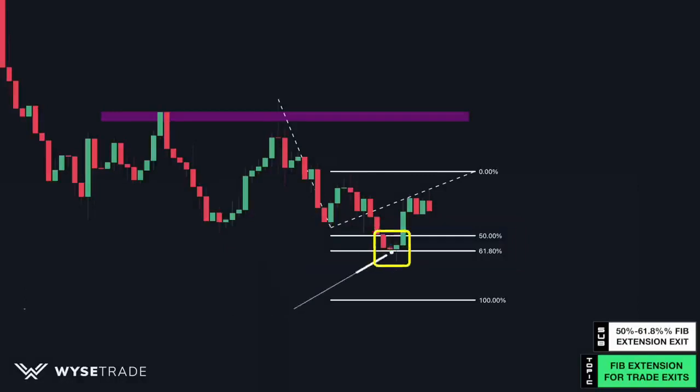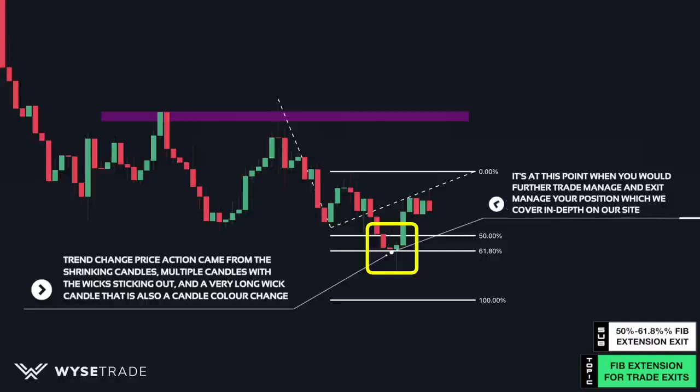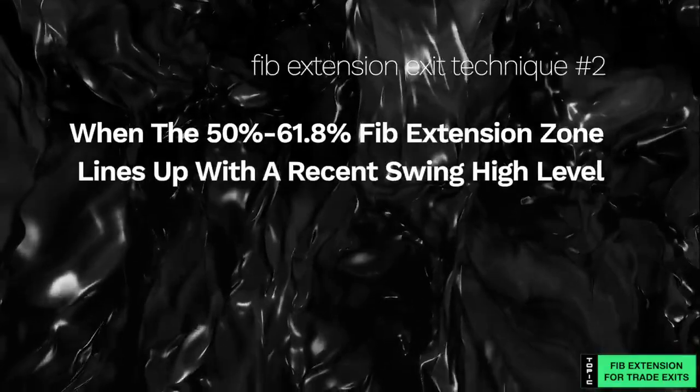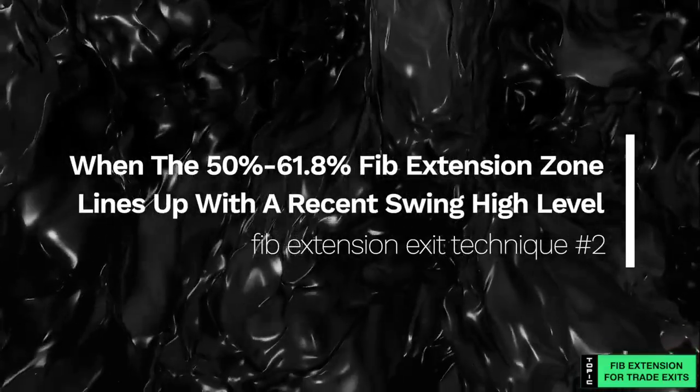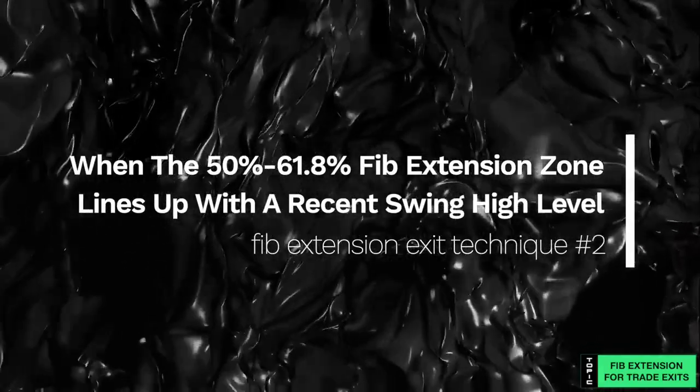which you got through the shrinking candles, multiple candles with the wicks sticking out, and a very long wick candle that is also a candle color change. It's at this point when you would further trade manage or exit manage your position. So let's take this up a notch. When the 50% to 61.8% Fibonacci extension zone lines up with a recent swing high.